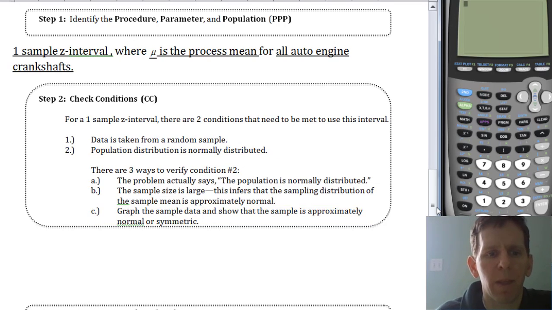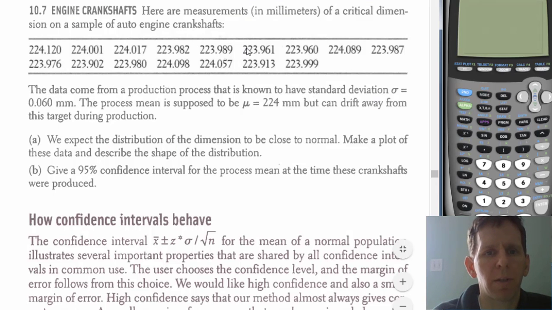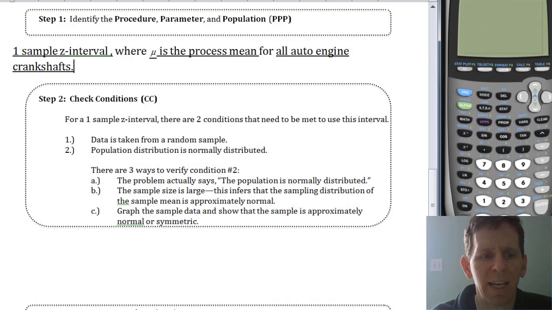So in our problem, let's take a look at what it says. It talks about a sample of auto engine crankshafts, but as I read through this, it doesn't say anything about random or SRS. So if that's the case, we really don't have this first condition met. What do we say if a condition isn't met?